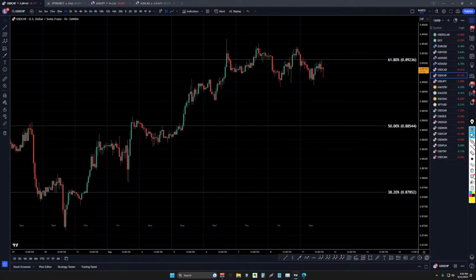US dollar Swiss is quite a bit different because of, I don't know if it's a Swiss or what, but it definitely is quite a bit different.